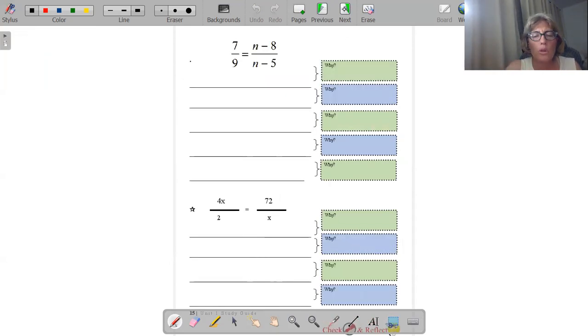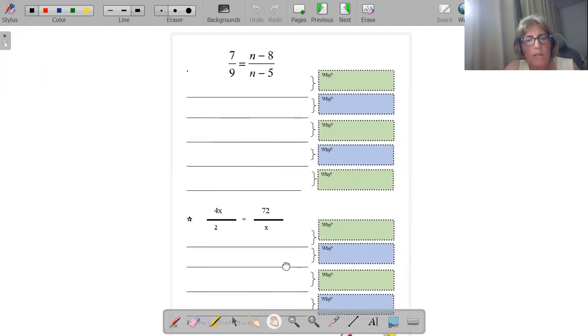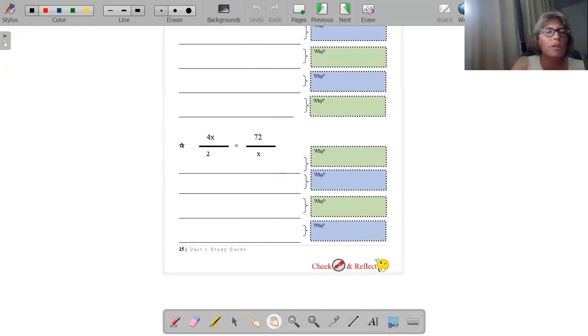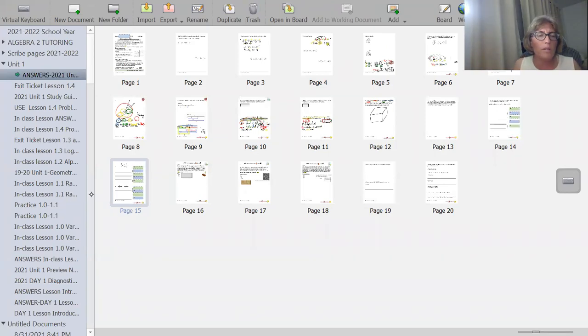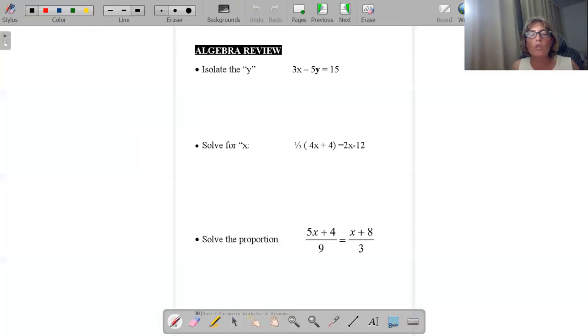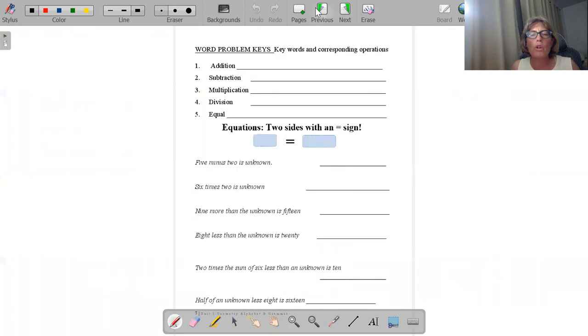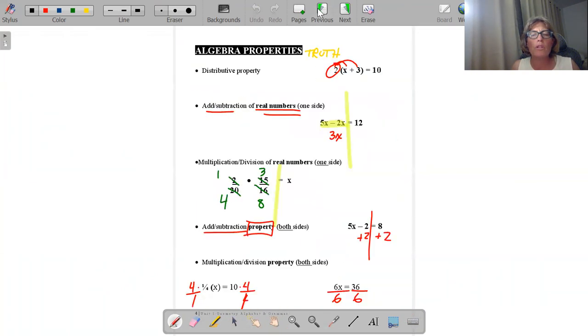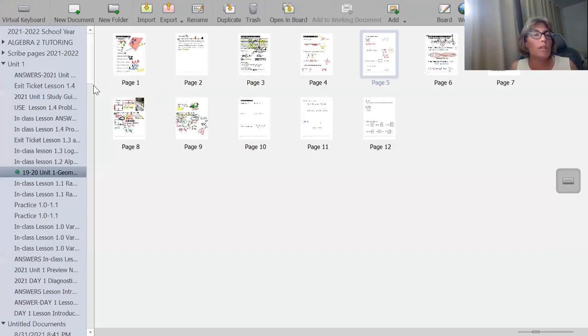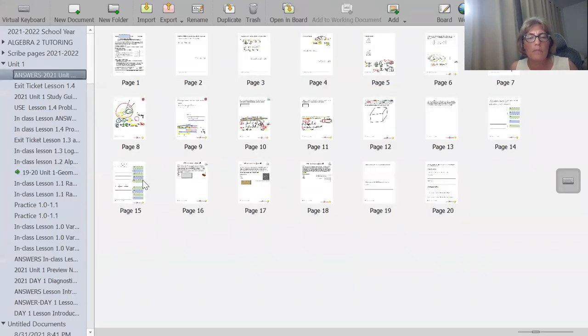For these, you are using your algebraic properties. When I say algebraic properties, that means you go to your reference booklet right here and look at these 2 pages, the algebraic properties page. These are the algebraic properties that you use for this problem.